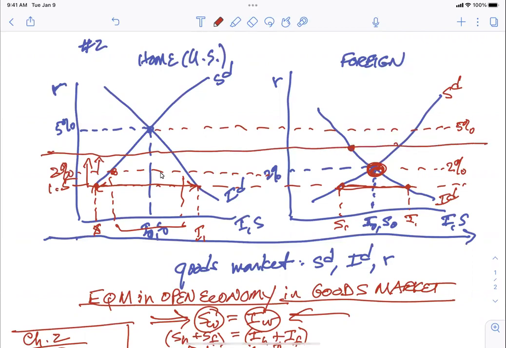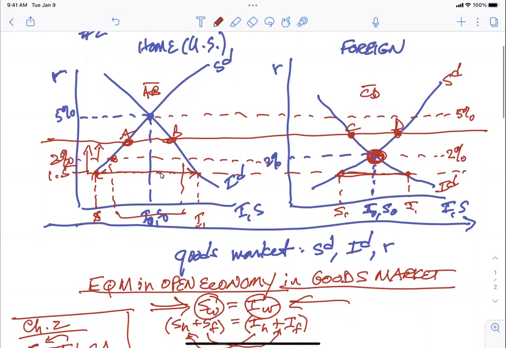We're looking at this distance and this distance, right? What we're saying is that this distance AB has got to be equal to distance CD. That's CD, then this is AB. Equilibrium means that distance has to be equal to that distance. That is the equilibrium world real interest rate. So that's just to get us to the starting gate.